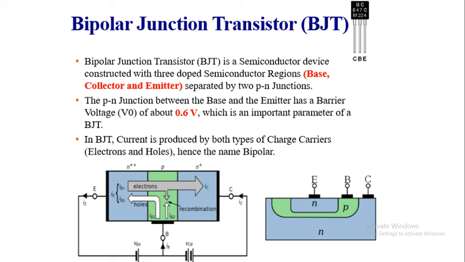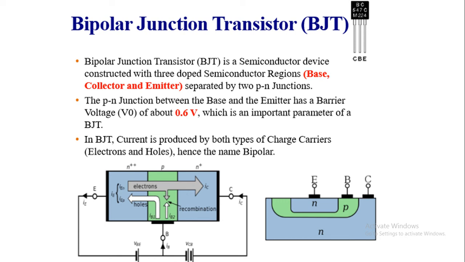So the BJT is like connecting two diodes together. Not exactly, because if we connected two diodes, we would have four regions, but here we have three regions. In a BJT, current is produced by both types of charge carriers, whether electrons or holes, hence the name bipolar. Bipolar comes from this: the current is produced because of both electrons and holes, positive and negative charges.